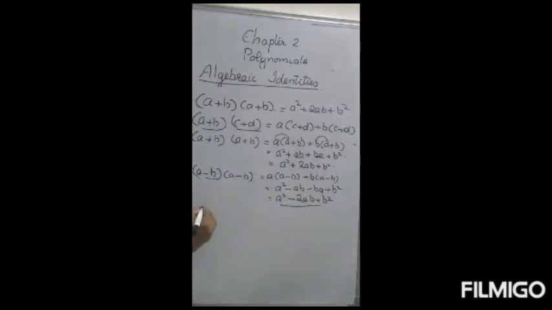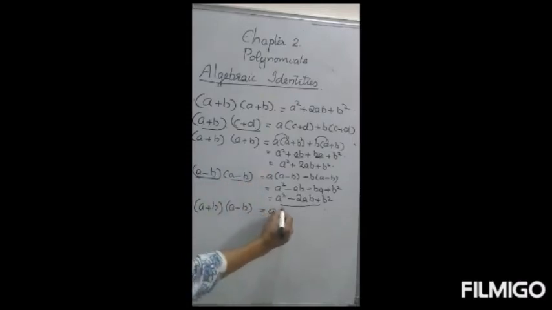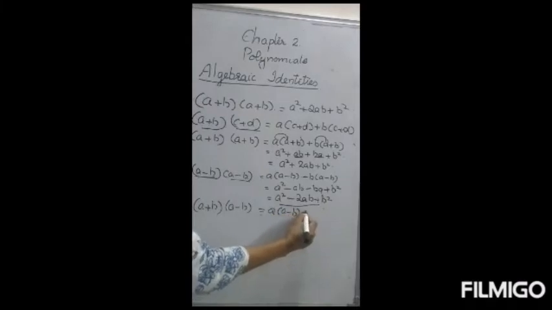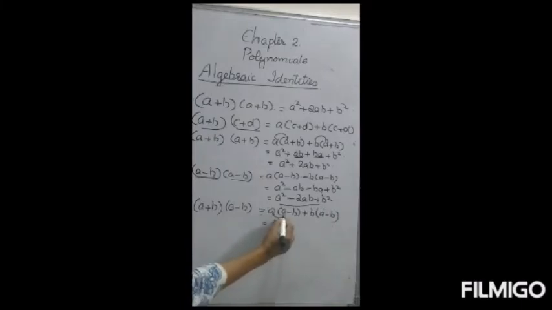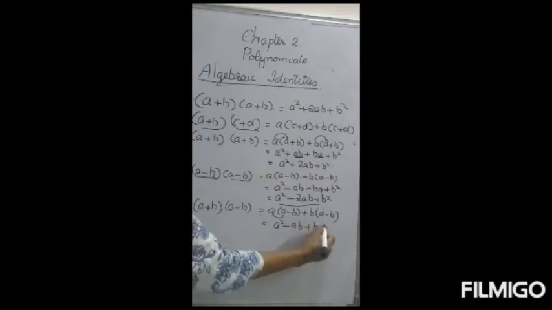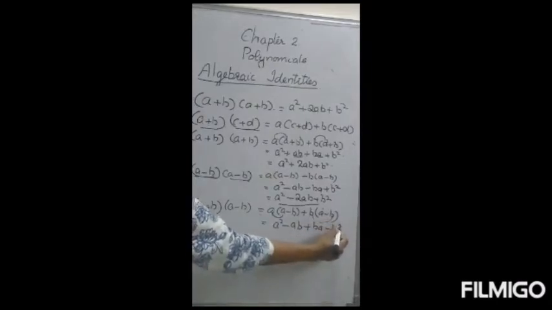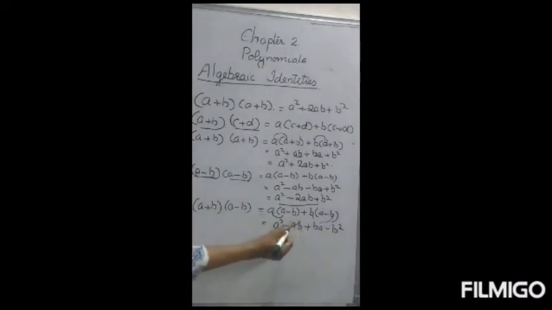Now next one is (a + b) and (a - b). That means one is plus and the other is minus. That is a into (a - b) plus b into (a - b). That is equal to a² - ab + ba - b². Here ab and minus ab and plus ab get cancelled. So it will become a² - b².